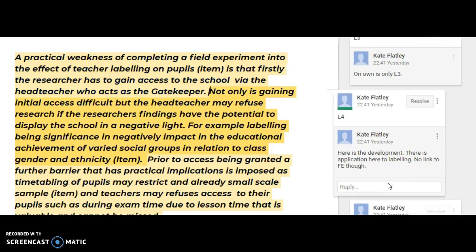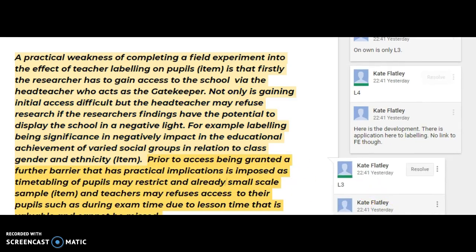Now she does do this in the second part of the paragraph, because here's the development. If the findings have the potential to display the school in a negative light because labelling it might negatively impact the educational achievement of different social groups, she has solidified her application to labelling here. There's no link to field experiments at all, but there is some application for her to get to level 4.